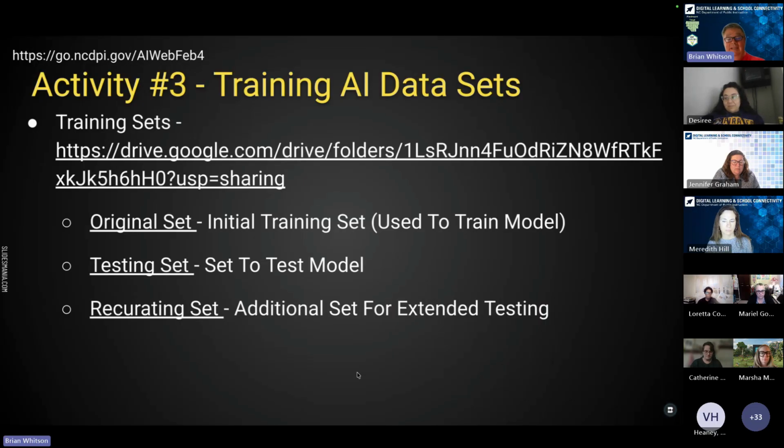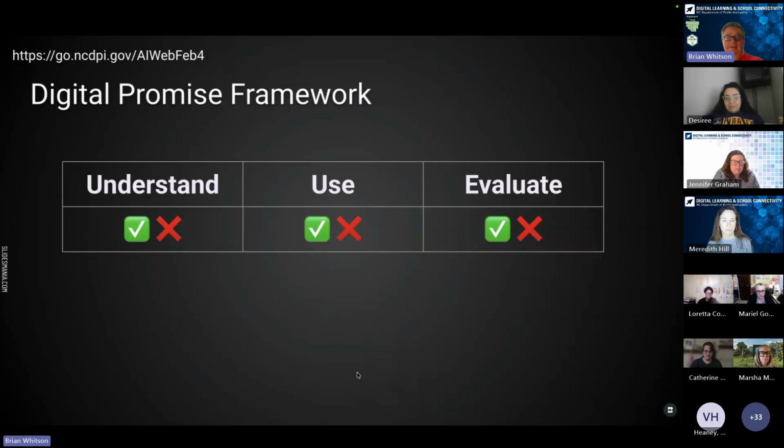So with that said, let's go back to our Digital Promise framework. Which one or ones of those domains do you think that we hit with this activity?